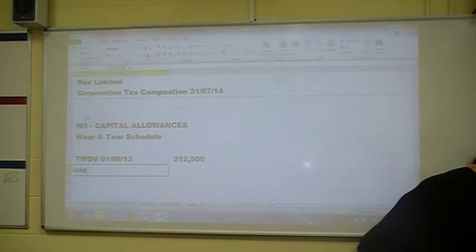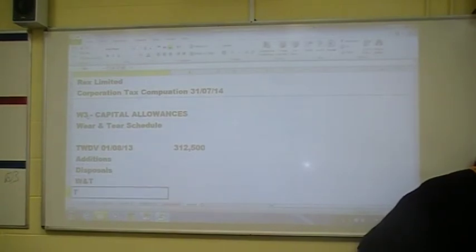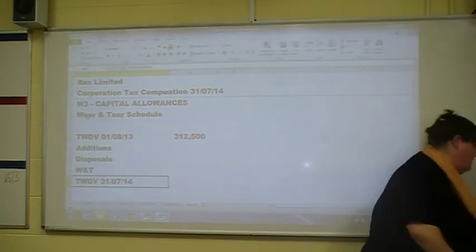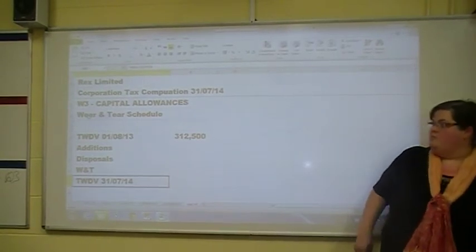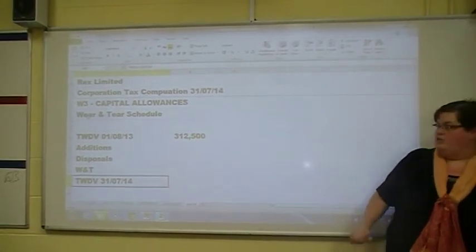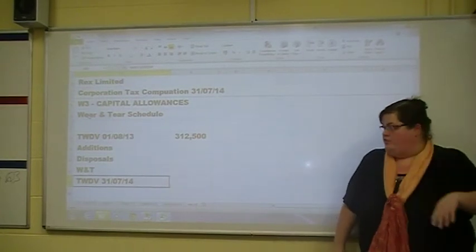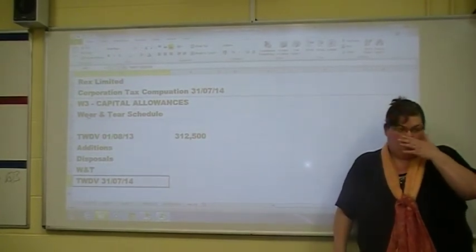So I need my additions, disposals, wear and tear, and then tax written down value at the 31st of July 14. They're the 3 headings you need: additions, disposals, and your wear and tear for that year, giving your tax written down value at 31st of July 14.